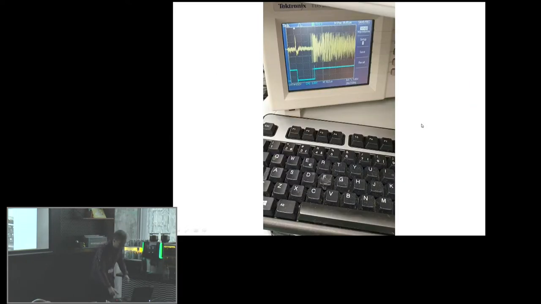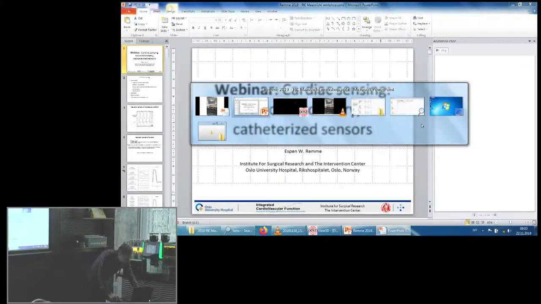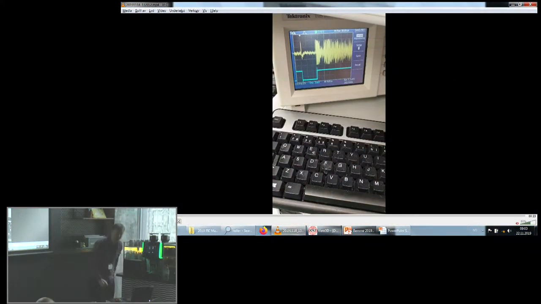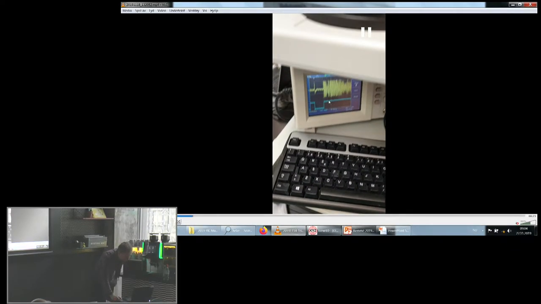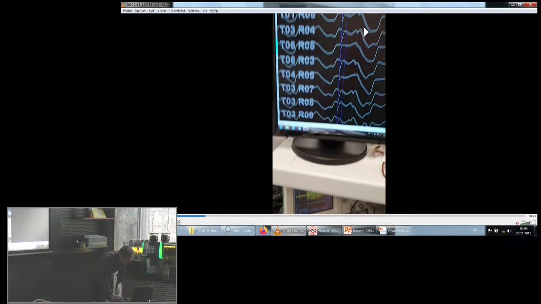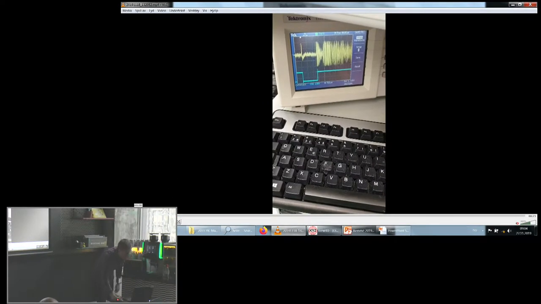So I'm going to show you a little movie here from Monday. We had an experiment Monday, so this is a recording, a video from the lab. Here we see the oscilloscope, and this is when the sound is sent out, and this is the time. So here's the sound picked up, so you see how it moved between two crystals. So this is the sound wave.